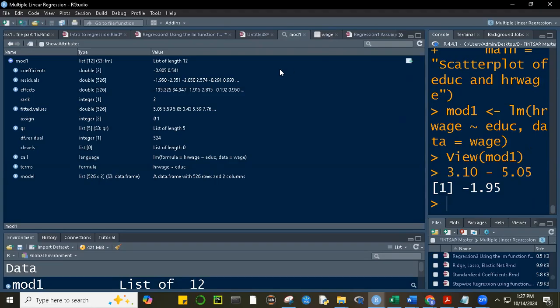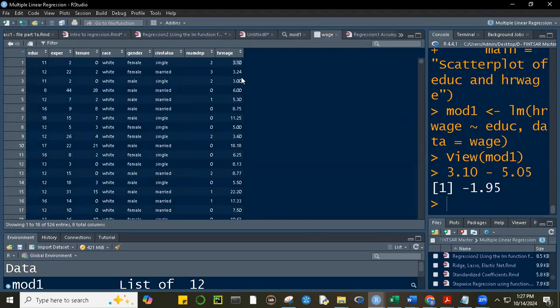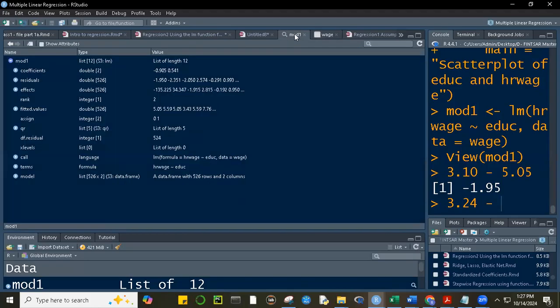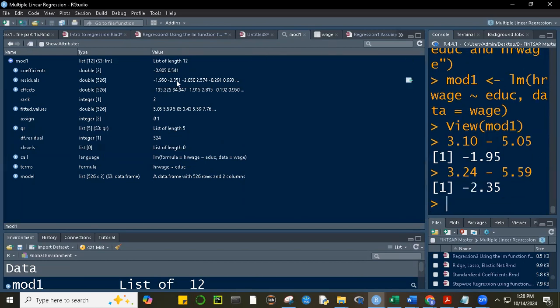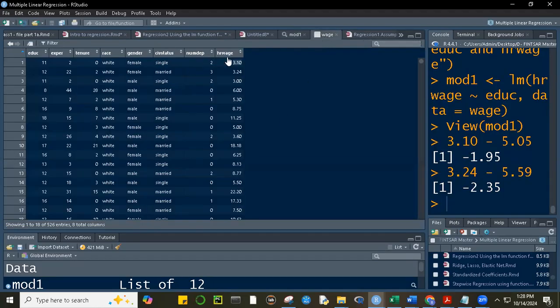Maybe one more, the last one. What is our actual value for the second observation? It's 3.24. And how much was the predicted value? Our predicted, the fitted value, is here, 5.59. So it's over again, and we expect the residual to be negative. Control enter. Negative 2.35, rounding off. So, the residuals are the error terms. The fitted values are your predicted values. The actual values are here, in our wage data.